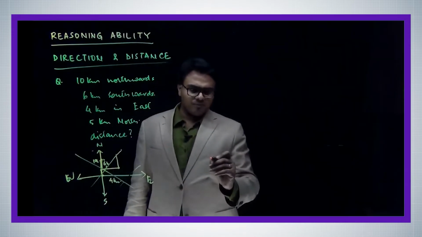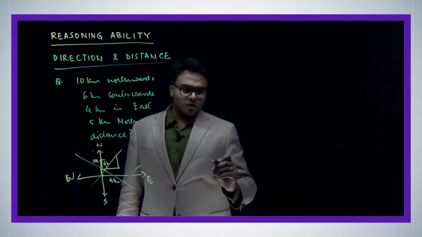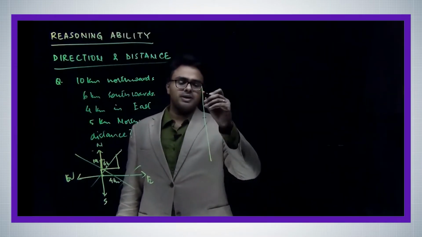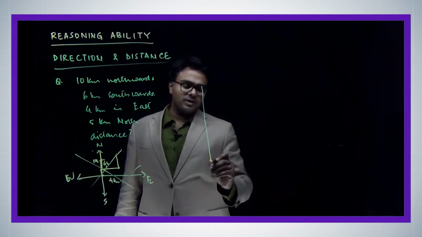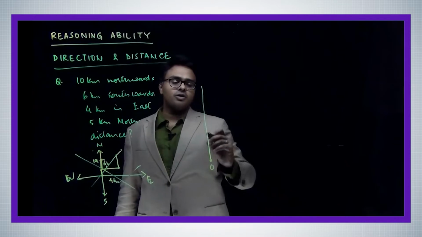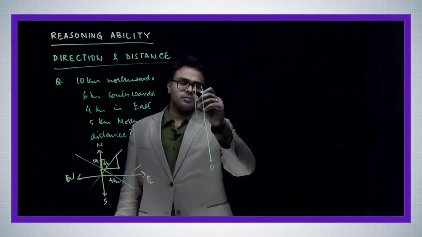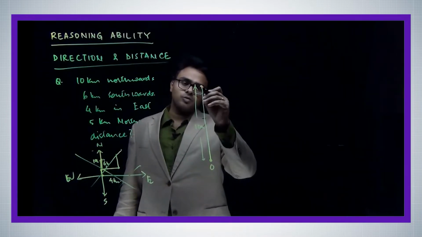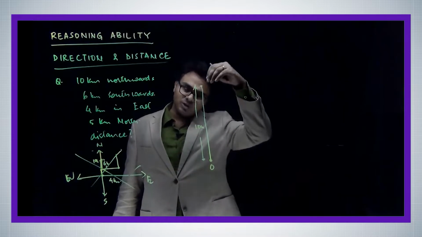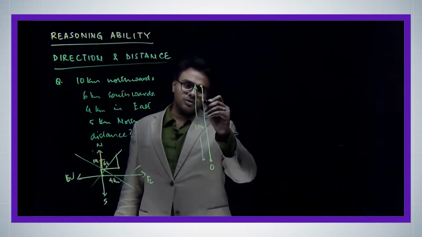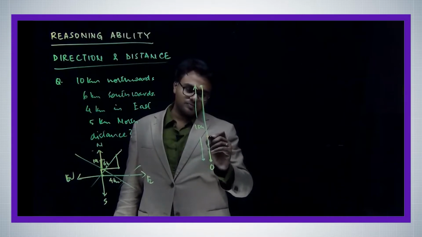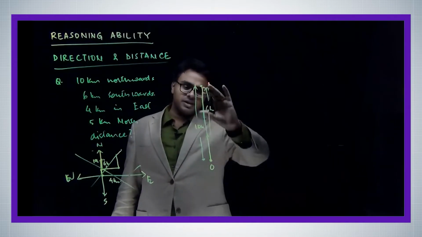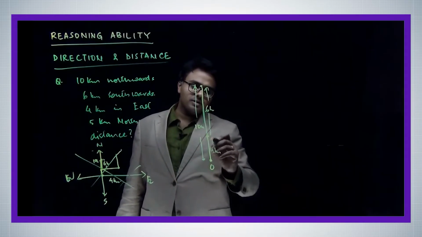So let me draw a bigger diagram. This will make more sense to you all, right? The person starts from here, and walks 10 kilometers northwards. This is the north direction, this is the original point, let's call it O. After that, the person goes back 6 kilometers southwards, so let's say here. So this is 10, this is 6, so this part is automatically 4 kilometers, right?